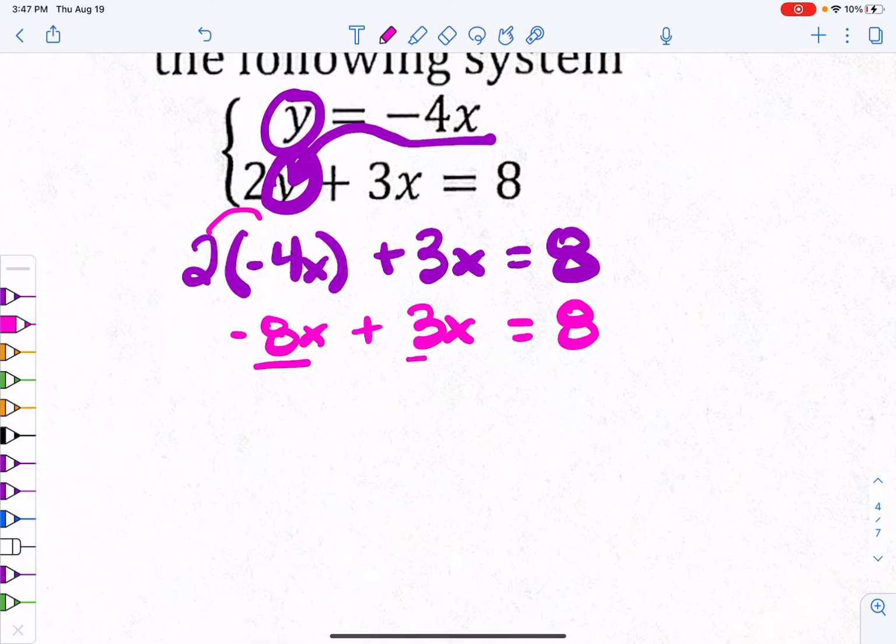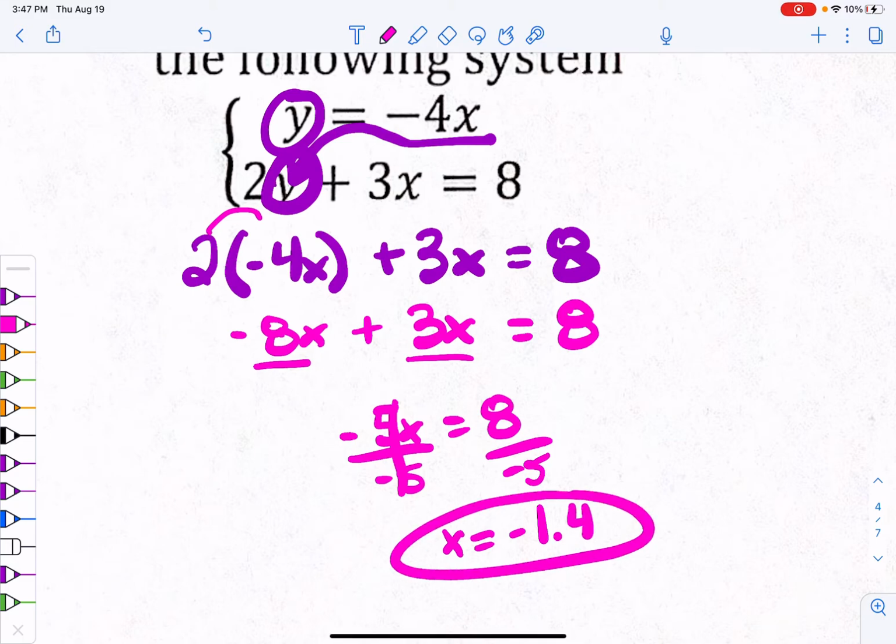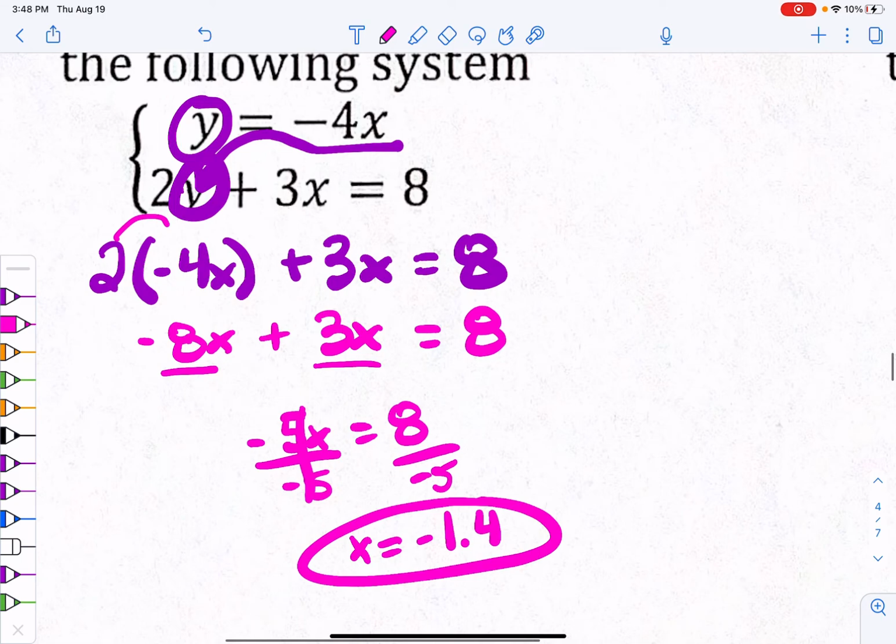So negative 8x plus 3x is negative 5x equals 8. And then divide by negative 5. And that gives me a really ugly answer, negative 8 over 5. Or if you want to write it as a decimal, it's negative 1.6 is what x is. Okay, now we're not done yet. We've got to go back through and we've got to solve for y. And you have options.